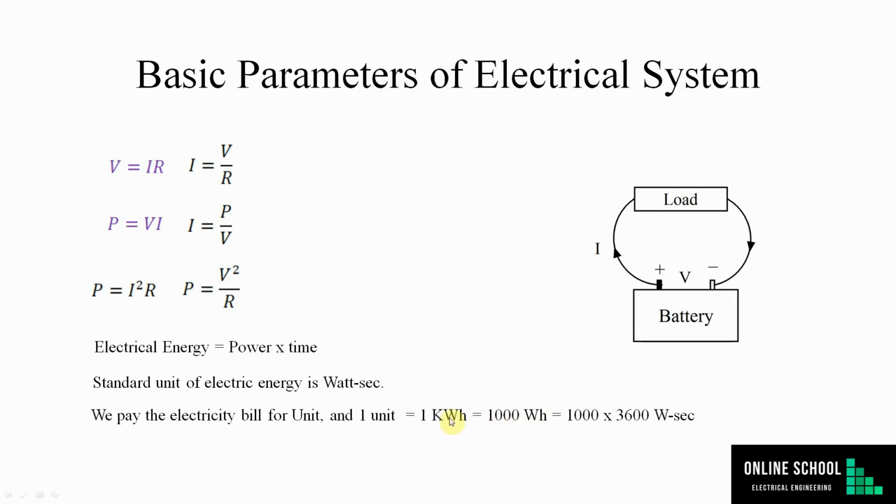1 kilo K is equal to 1000 watt hour, and 1 hour has 60 minutes and 1 minute has 60 seconds. So 60 multiplied by 60, 3600, and multiplied by 1000. So total it will become 36 into 10 raised to 5 watt into second. This is what we are paying bill for the electric energy consumption.